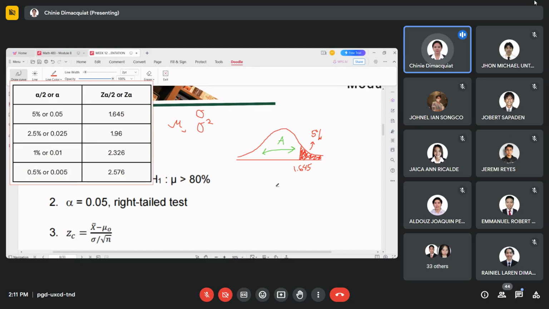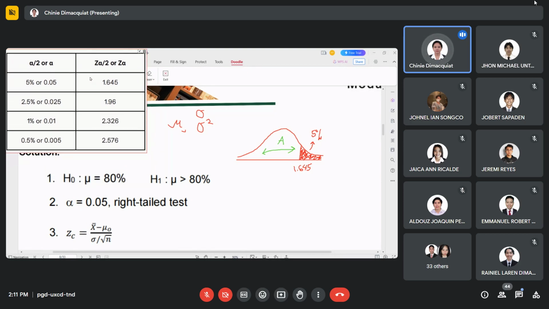Ayan, na-identify natin yung ating critical value. Since na-identify natin yung ating critical value, meron na tayong basis. Kapag yung ating z na makukuha dito ay mas maliit kay 1.645, if siya ay mas maliit, dito siya magpa-fall under, kailangan nating i-accept yung null hypothesis. And if yung makukuha natin z ay mas malaki kay 1.645, therefore, kailangan nating i-reject si null hypothesis.